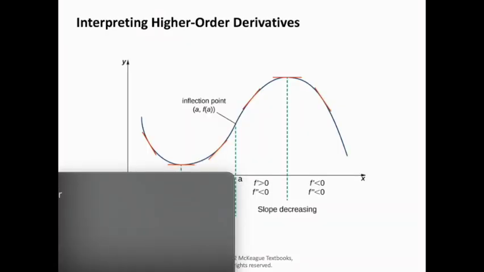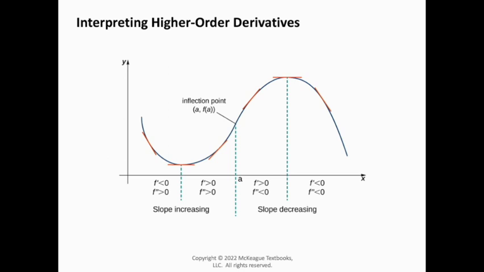Now we're going to look at what the second derivative means in terms of a graph, and then I'm going to extend that idea, and I'm going to explain to you what it means in the context of a problem so that you can make sense of this.